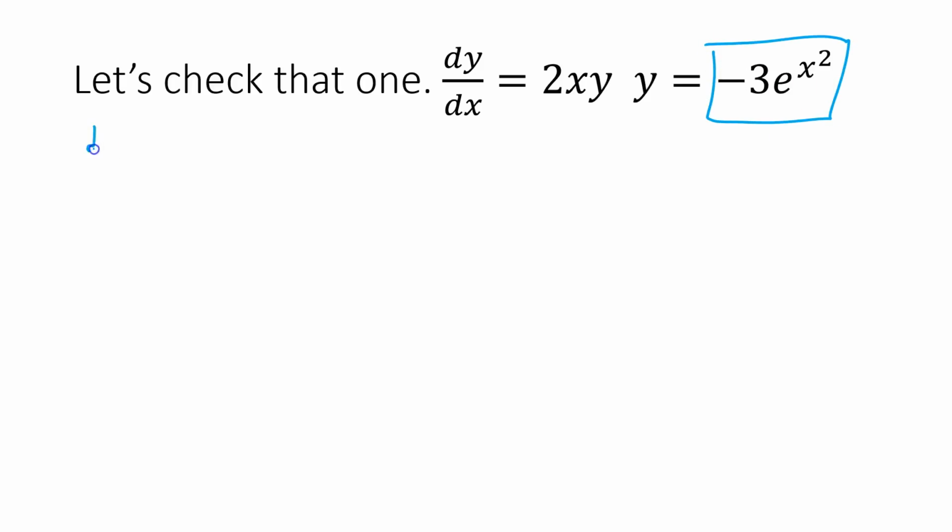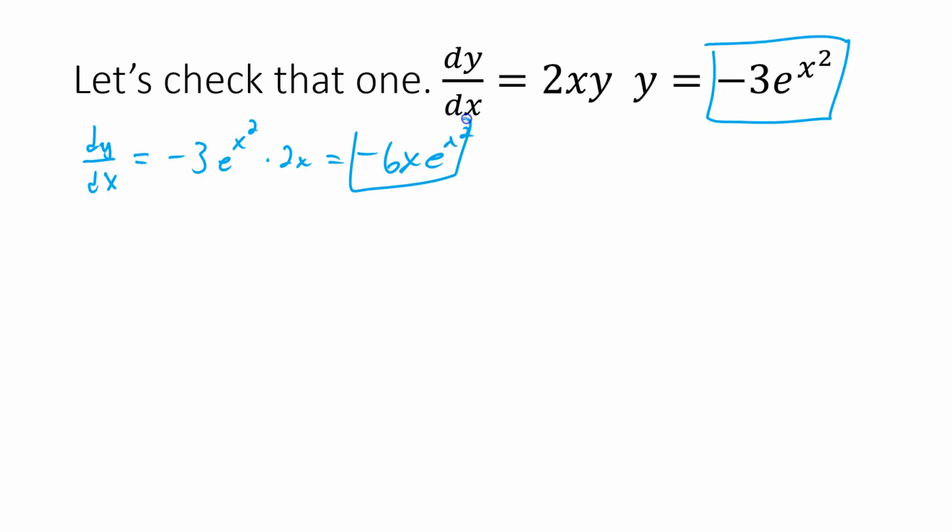So y is equal to this function. So dy dx I can do in two different ways, right? I can just take the derivative of my function. And if we use chain rule, that's going to be -3. You leave the e to the x squared alone, but then you have to multiply by the derivative of the baby, which is 2x. So altogether, that looks like -6x e to the x squared.